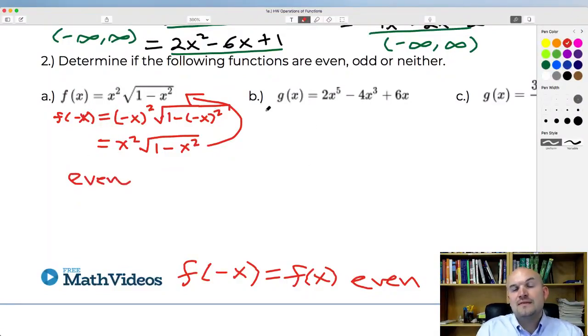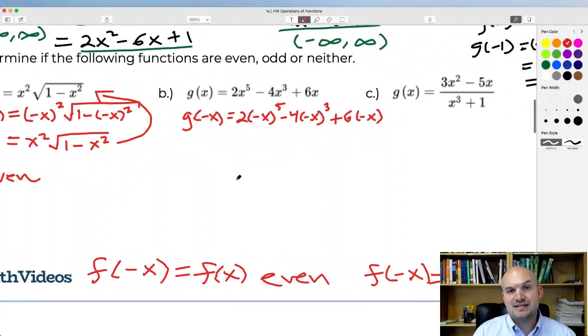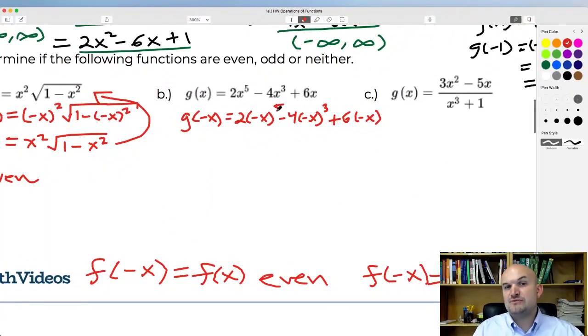All right. The next one. Let's plug in g of negative x. So when I do that, I get 2 times negative x to the 5th minus 4 times negative x cubed plus 6 times negative x. Now again, anytime you had a negative term raised to an even power, it was positive. Anytime you have a negative expression raised to an odd power, it's going to be negative.